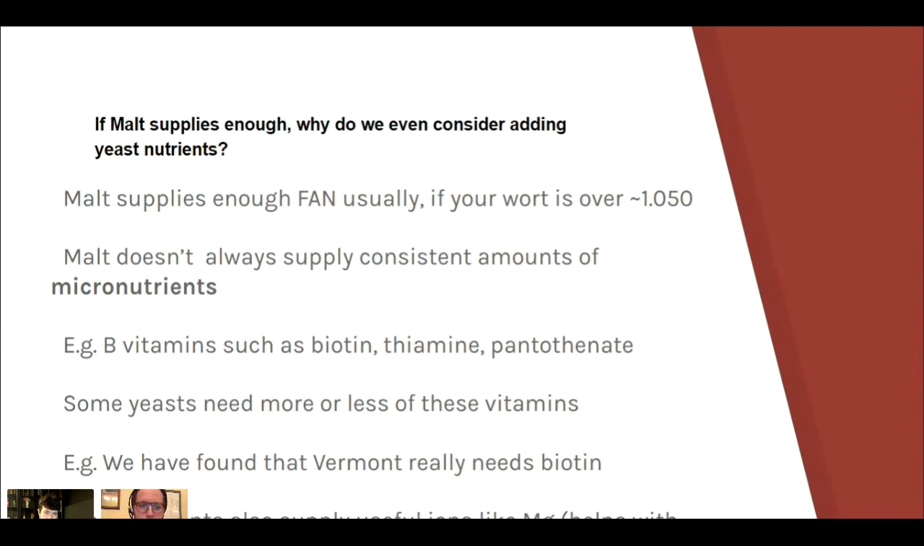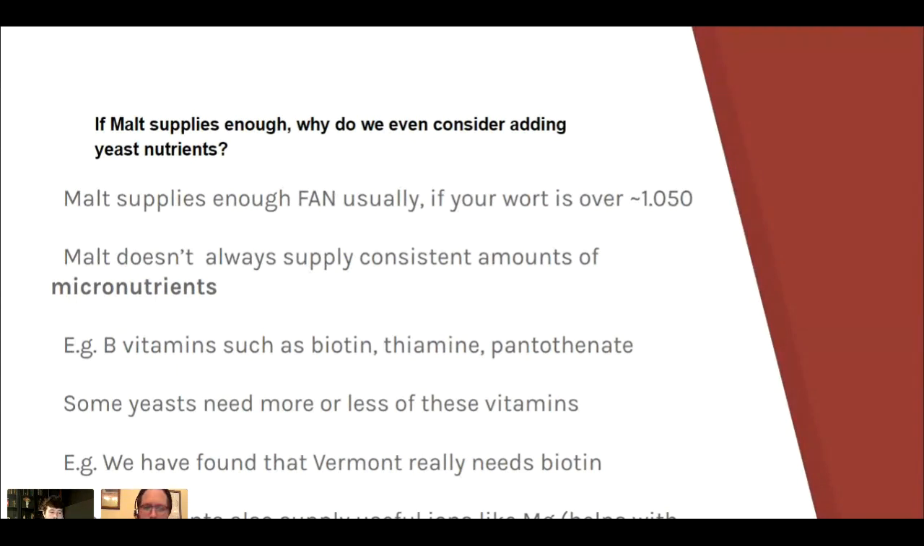Just to provide one example, we've found that Vermont really needs biotin. We almost treat it as a canary in the coal mine for nutrition, where every time we're getting in a new lot of malt, we test that malt on Vermont. And if it doesn't grow well, then that's a good predictor that that malt is deficient in micronutrients and that we need to make adjustments to the wort production in order to ensure that we have consistent propagations. So that's something where we've been able to find some interesting nutritional quirk, and it's helped us with consistency in the yeast lab.